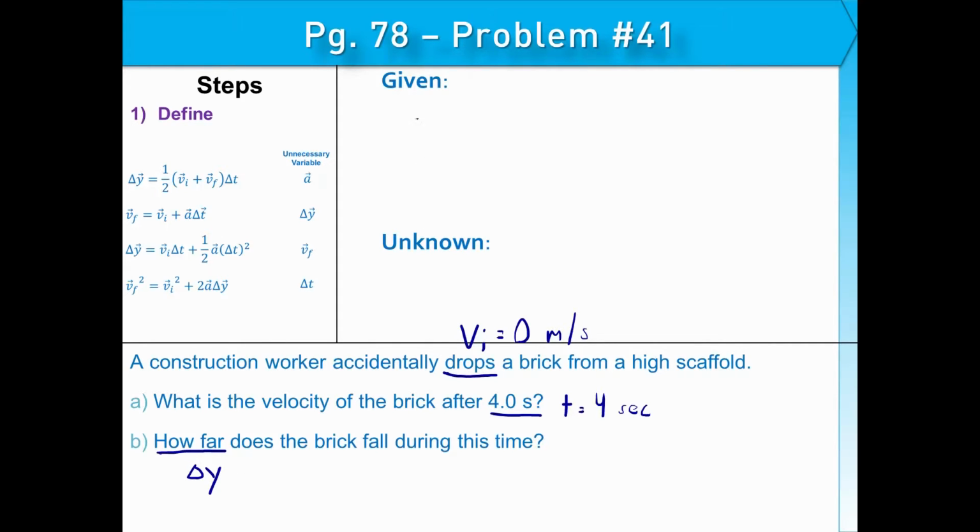So going to my givens, I'm given the initial velocity is 0 meters per second. I'm given the time is 4 seconds. Because the object is in free fall and the only force that acts upon an object in free fall is gravity, that means it experiences an acceleration of negative 9.8 meters per second squared. And our unknown is y displacement.